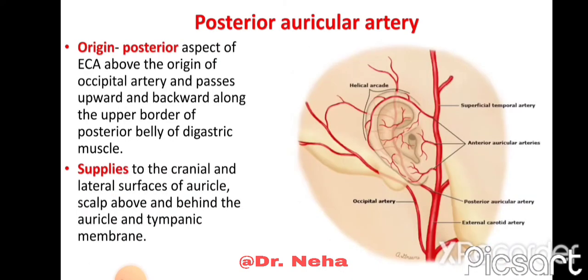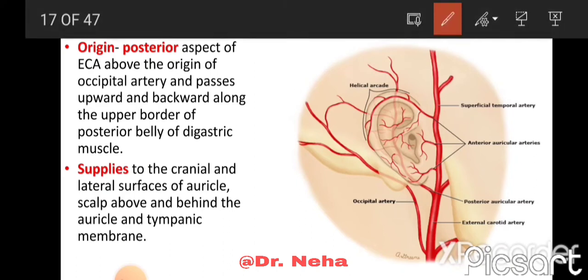Next is the posterior auricular artery. It arises from the posterior aspect of the external carotid artery above the origin of occipital artery and passes upwards and backwards along the upper border of posterior belly of digastric muscle. Here we can see the origin of posterior auricular artery above the occipital artery. This posterior auricular artery supplies the lateral surface of the cranium as well as the lateral surface of the auricle, scalp, and the tympanic membrane.